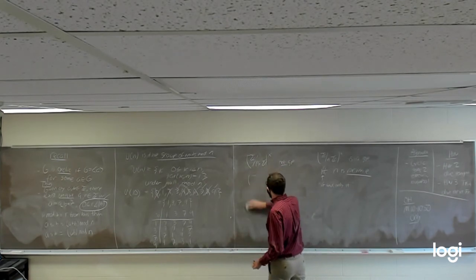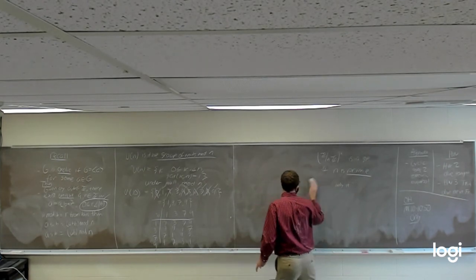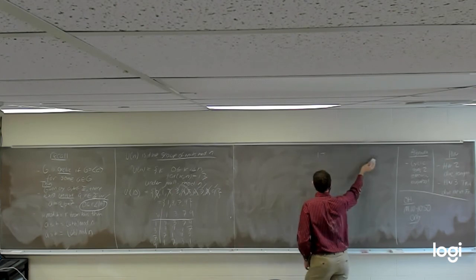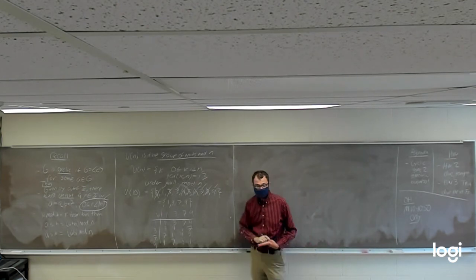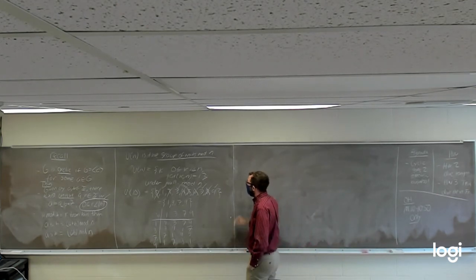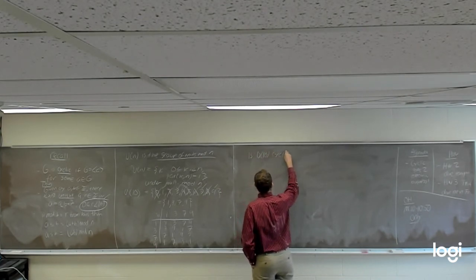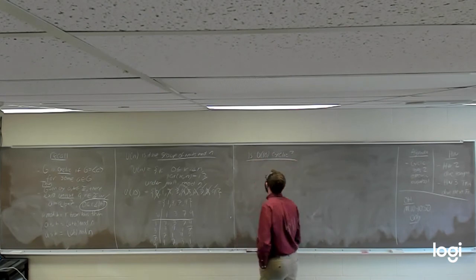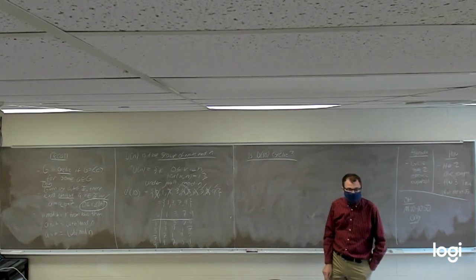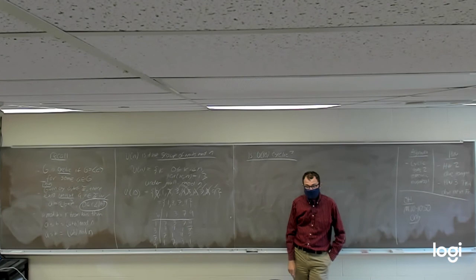Okay, is this group cyclic? We said Z mod nZ is always cyclic under addition mod n. How can we check to see if this group is a cyclic group or not?